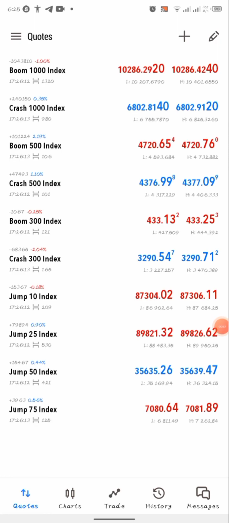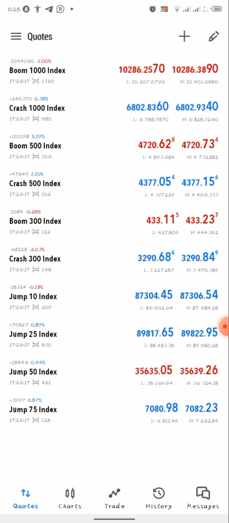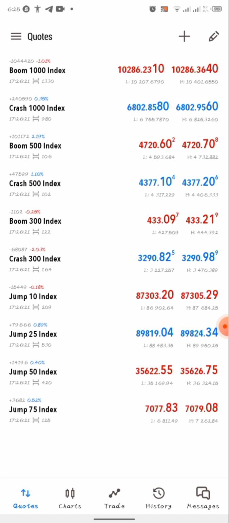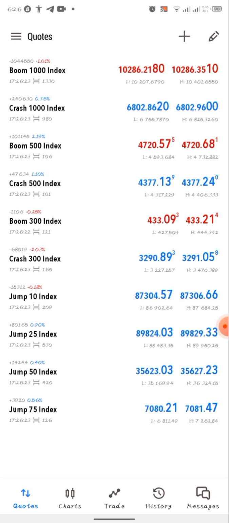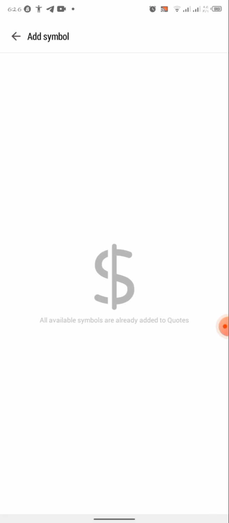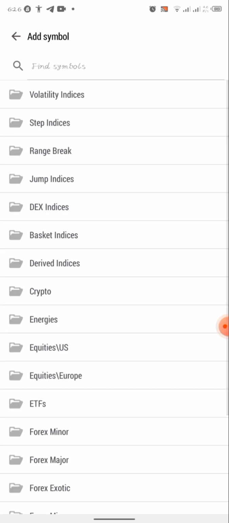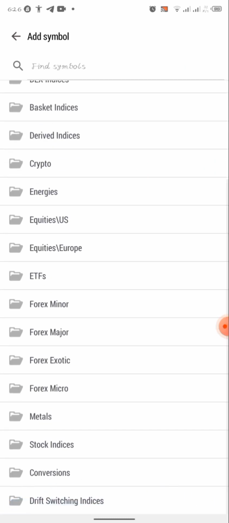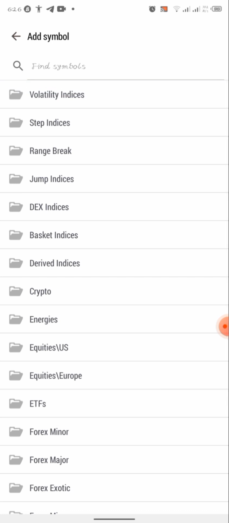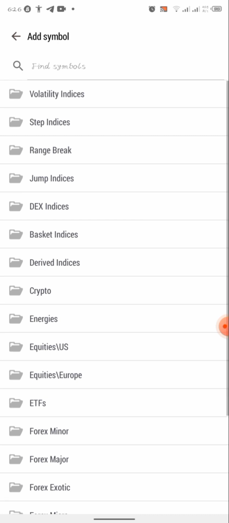Let me now show you guys all the pages that you can trade on this Deriv broker. The first one we have is the 1000 index. They are not calling them pairs, they are calling them indices. You can see all the indices that they have: volatility, step index, range break, jump, DEX, basket, derived. So that's all the indices.